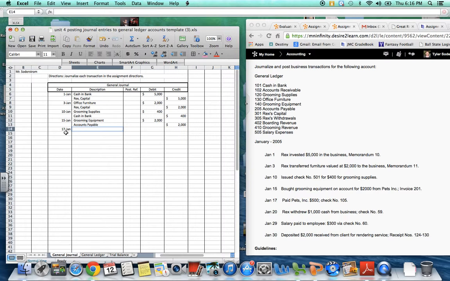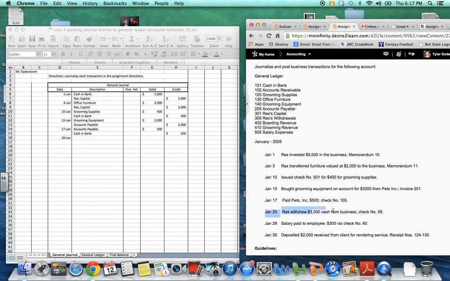So I'm paying off part of this account payable. So I had previously purchased some grooming equipment on account from Pets Inc., which was an account payable. Now I'm paying off part of that account payable with cash. So my accounts payable account, which as I mentioned is a liability, increases with a credit, and it decreases then with a debit. So it's going to decrease with a $500 debit. And I'm paying cash for this. So my cash in bank account, which is an asset, is going to be decreasing with a $500 credit since I'm obviously going to have less cash to spend now since I just paid Pets Inc. this $500.